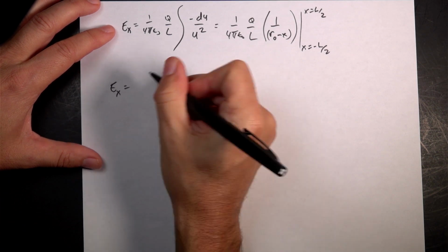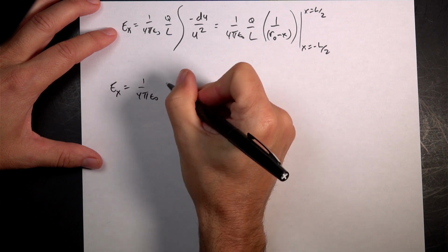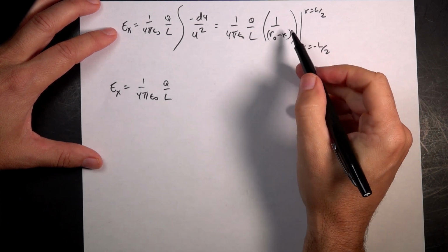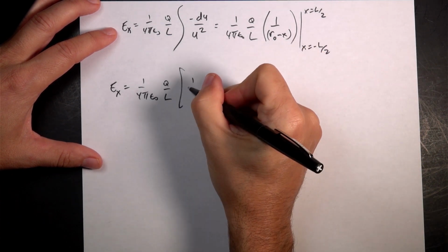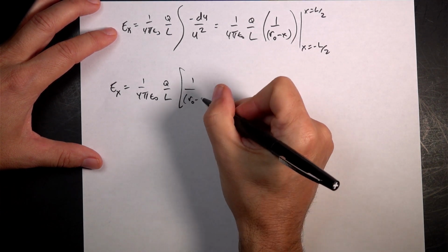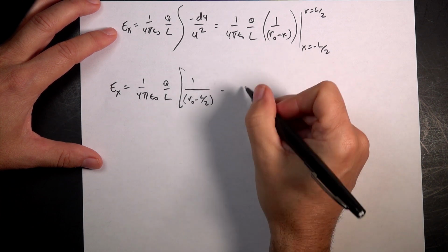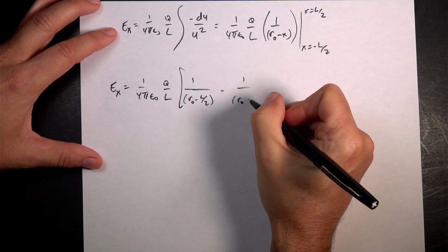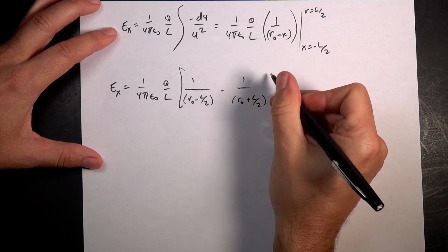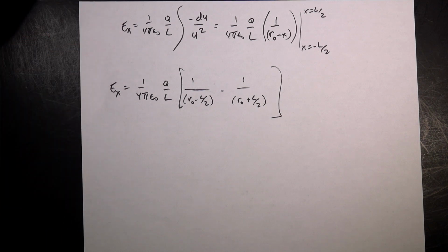So now I get Ex equals 1 over 4 pi epsilon naught Q over L, and then I get 1 over this evaluated at L over 2, which is going to be ro minus L over 2, and then minus 1 over ro plus L over 2. And that's it. That's my expression. Okay. Now, we're going to do this in Python.